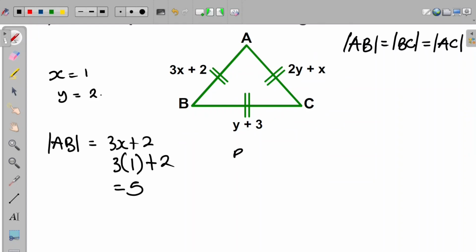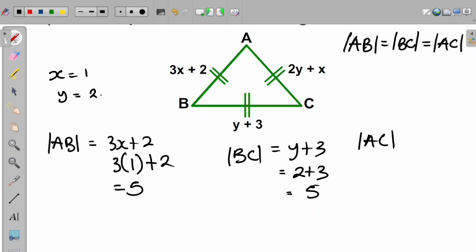Also, for BC, we have it that this is equal to y plus 3. So y is equal to 2, plus 3, which is equal to 5. Also, we have that AC is equal to 2y plus x. So y is equal to 2. So we have 2 multiplied by 2 plus x is equal to 1. 2 times 2 is 4. 4 plus 1 is 5. So it is true that AB is equal to BC and BC is equal to AC.